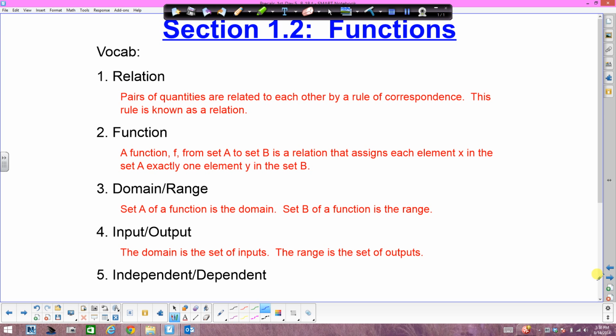So remember, the domain is the set A of the function, and we typically know it as all of the x's. And then the range of the function is set B, and typically we call that all of the y's. Input is the same thing as the domain. Output is the same thing as the range. The independent values are the domain, and the dependent values are the range. So just remember all those terms because we're going to reference those a lot throughout the section.